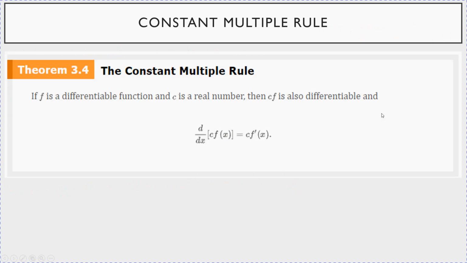All right, let's move on. So the next is the constant multiple rule. This is if f is a differentiable function and c is any real number, then c times f is also differentiable. Basically what this is saying is you can take the c, if you want to think about it like this, you could factor it out, find the derivative, and then just multiply the derivative by c. So if you have a constant in front, just multiply it. That's all you need to do.